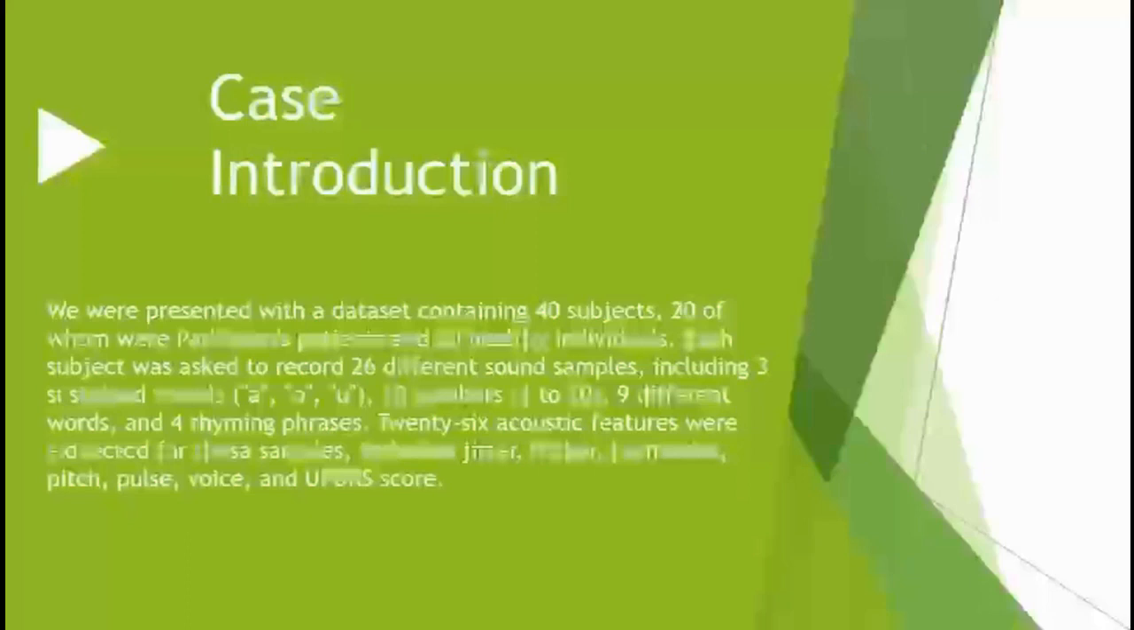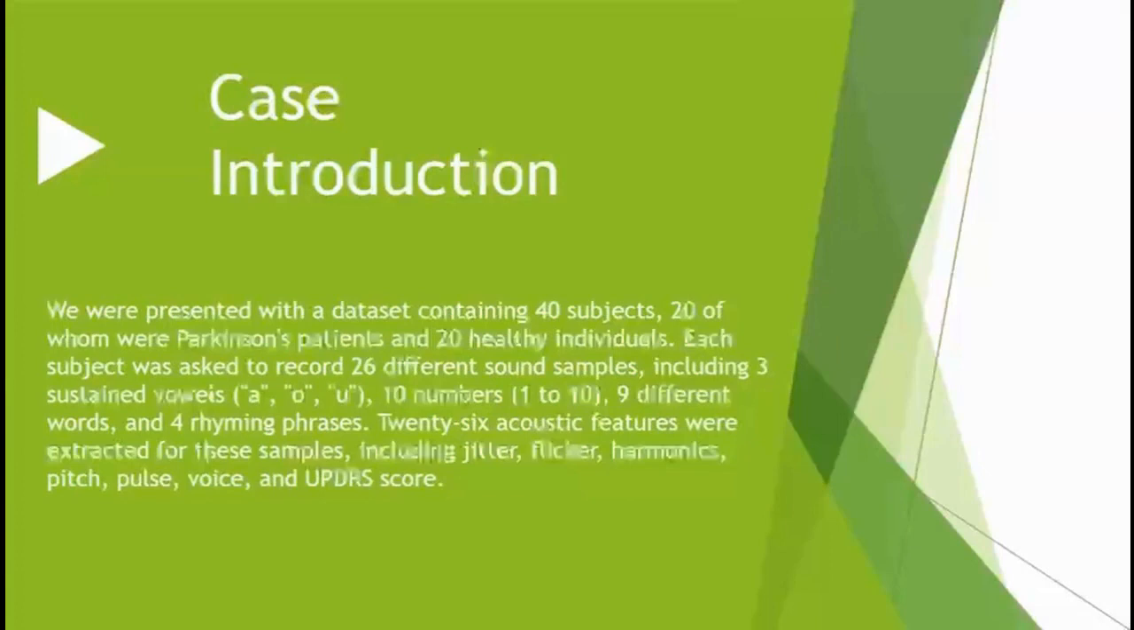About the case introduction, we were presented with a dataset containing 40 subjects, 20 of whom were Parkinson's patients and 20 healthy individuals. Each subject was asked to record 26 different sound samples, including 3 sustained vowels, A, O, U, 10 numbers from 1 to 10, 9 different words, and 4 rhyming phrases. 26 acoustic features were extracted for these samples, including jitter, shimmer, and others.